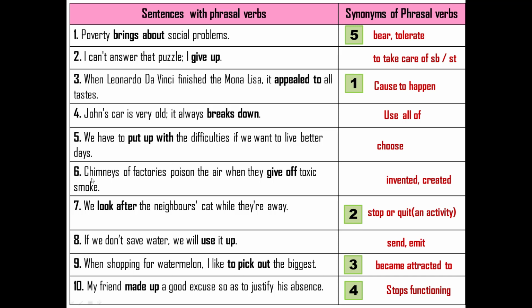Number 6. Chimneys or factories poison the air when they give off toxic smoke. Yes. Give off. Good job. To send or emit. 7. We look after the neighbor's cat while they're away. To look after. Good job. To take care of someone or something.